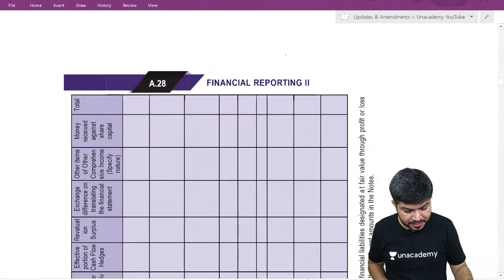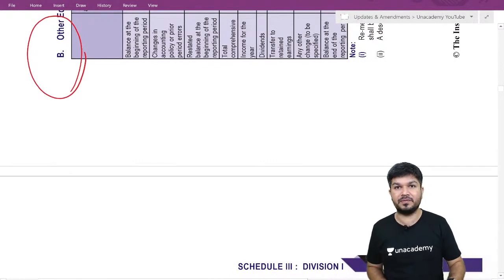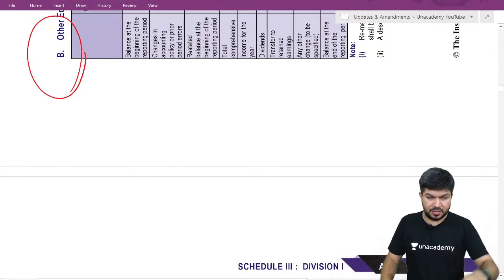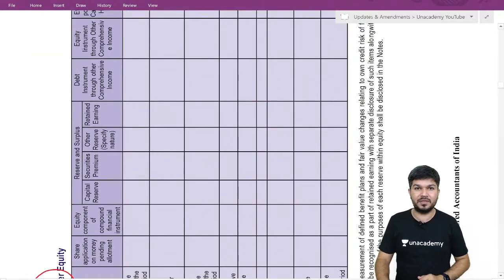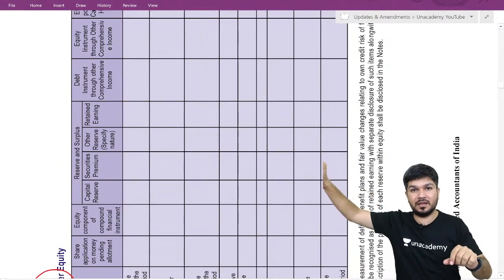And next is basically your other equity. If you just see the table, I have it in a different way. So if you just see the format, I'm just taking first of all the horizontal line.